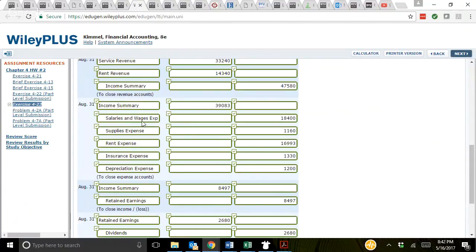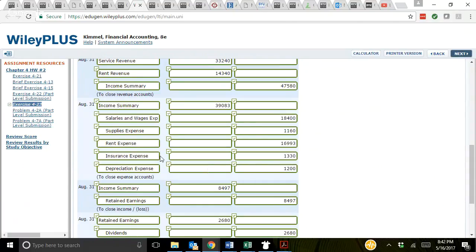So we're going to enter in all the expenses: salaries and wages, 18,400; supplies expense, we're going to credit 1,160; rent expense, we're going to credit 16,993; insurance expense, we're going to credit 1,330; depreciation expense, we're going to credit 1,200. Once we add all these things together, we get a total of 39,083, which is going to be debited to income summary. So we close these out by adding these as credits, and we add it to the income summary as a debit.